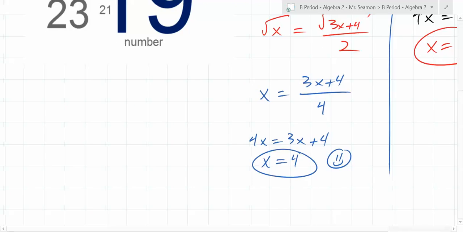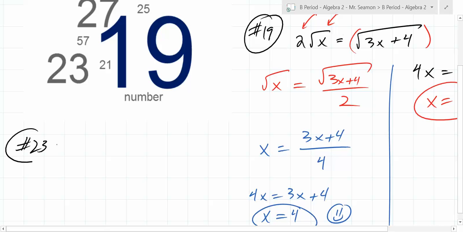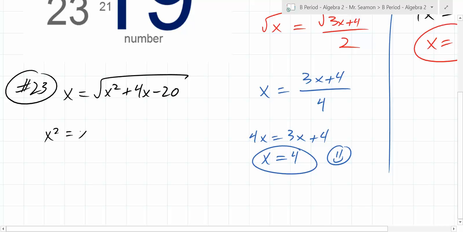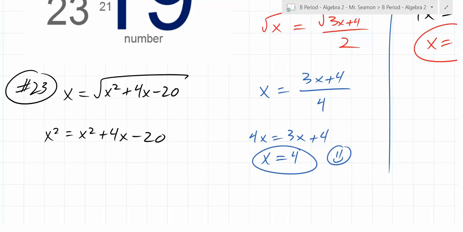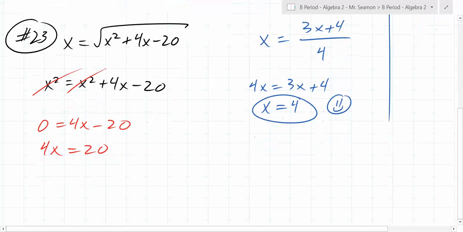So then you guys asked about number 23, we'll just run the ladder here. 23 says x equals the square root of x squared plus 4x minus 20. So what do you have to do to both sides? It's the only thing you can do at the moment. So you end up with x squared is equal to x squared plus 4x minus 20. What's nice about this setup? They go away, and you're left with 0 is equal to 4x minus 20. So 4x is equal to 20. So x is equal to 5.